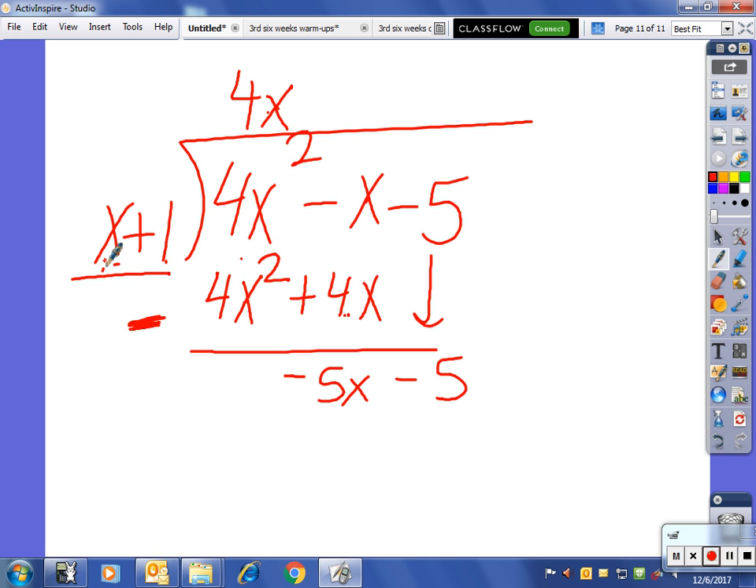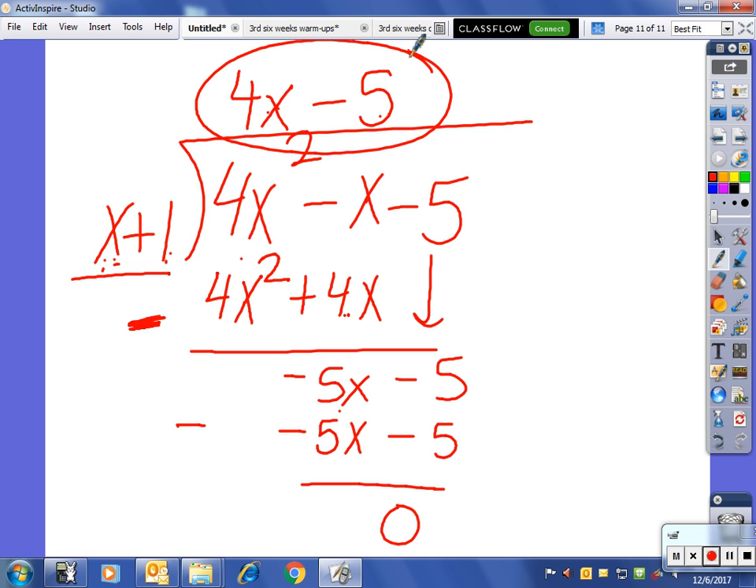How many times does x go into negative 5x? Negative 5 times. What's negative 5 times x? Negative 5x. What's negative 5 times 1? Negative 5. Is my remainder a 0? Yes.